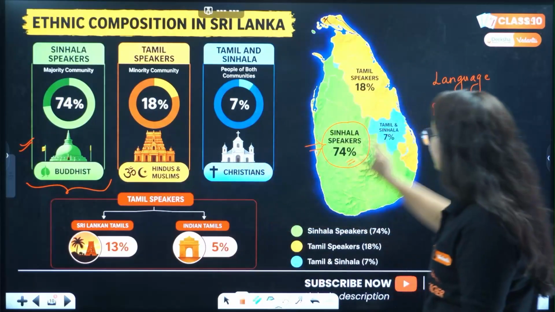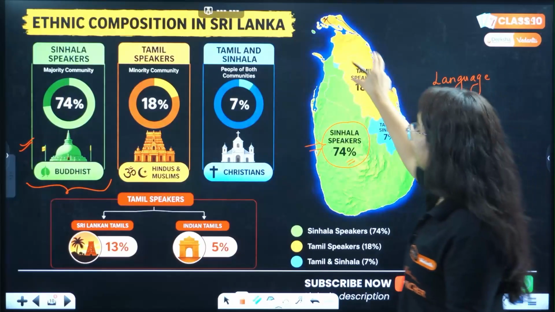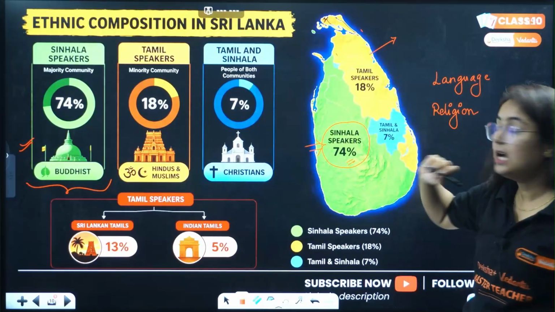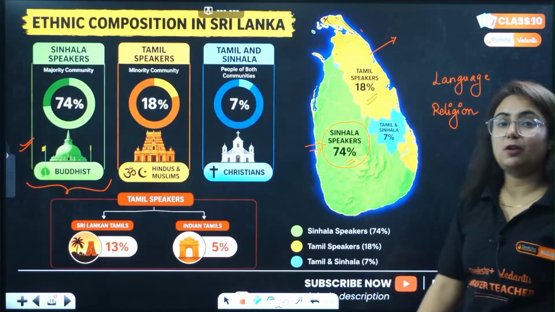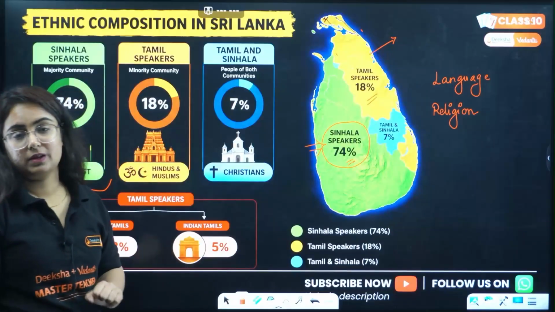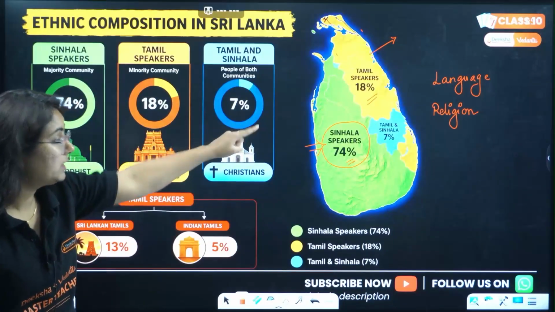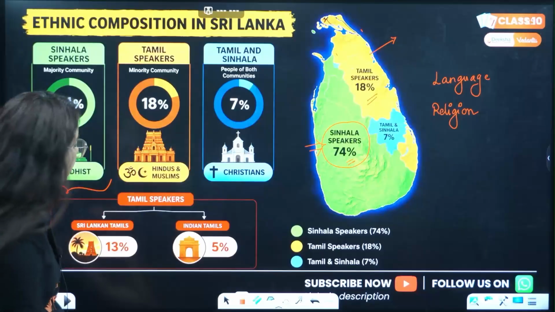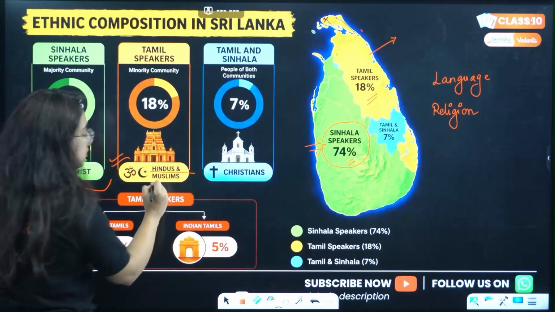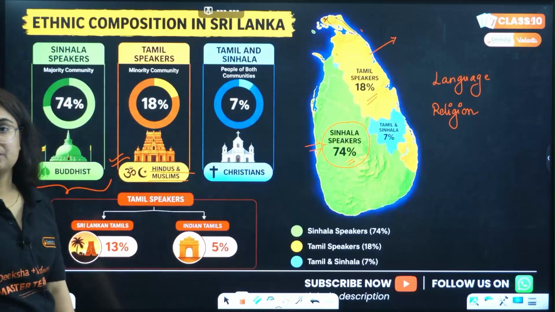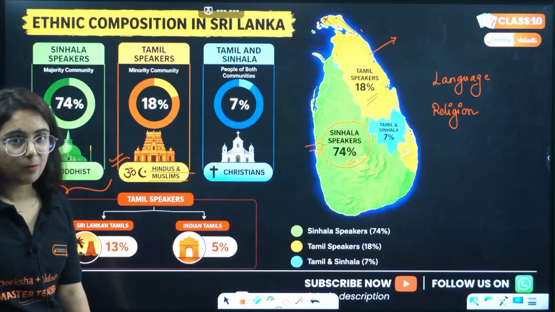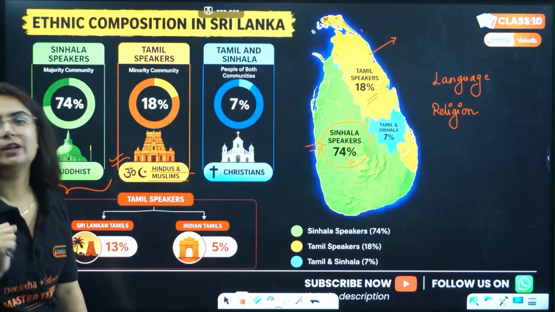The next is this northeastern belt of Sri Lanka. Pay attention, see it. In this northeastern belt of Sri Lanka, 18% of the country's population live and speak the language Tamil. For sure, which language? Tamil. Get it? Now, these people follow the religion, either they are Hindus or they are Muslims. Understood the point? That these are in minority.